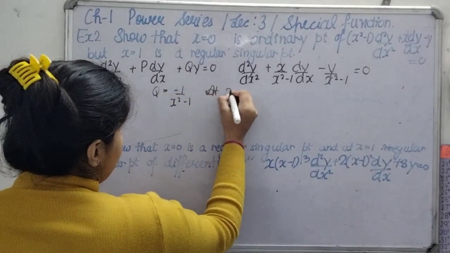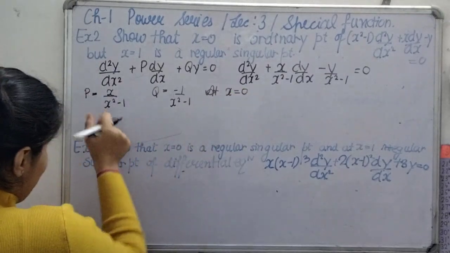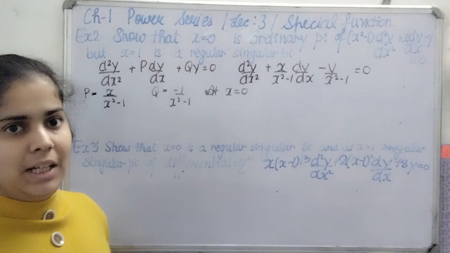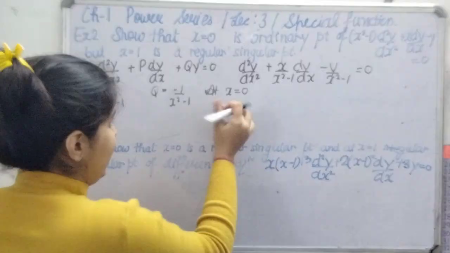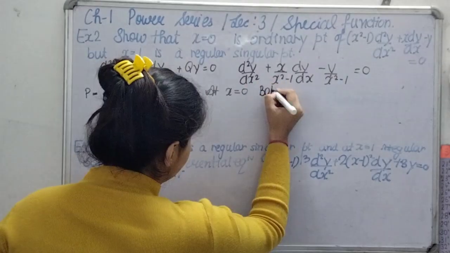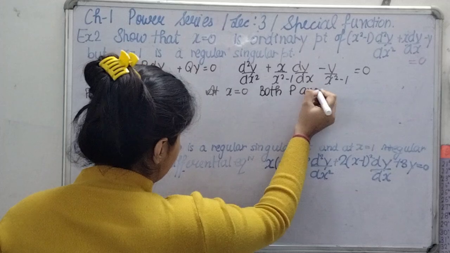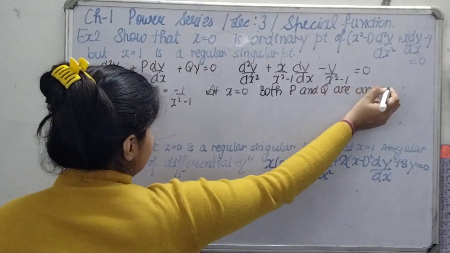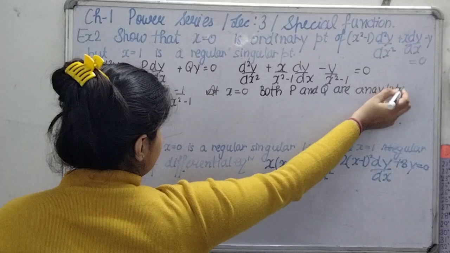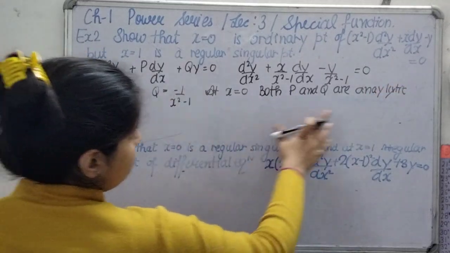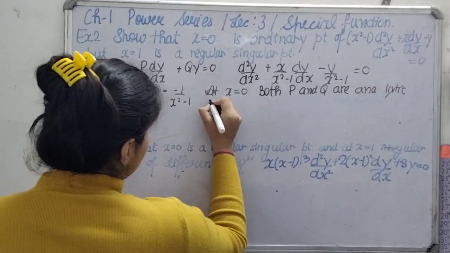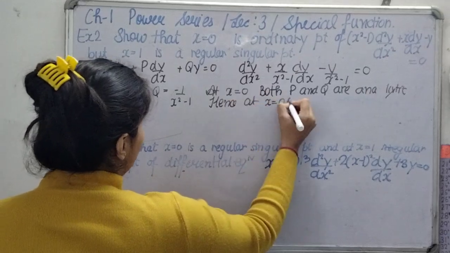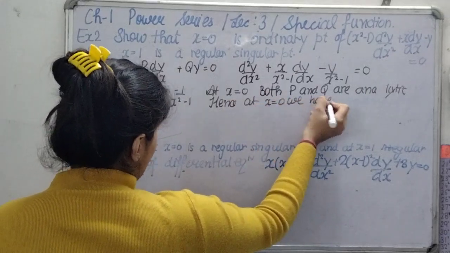Now at x is equal to 0, we see that अगर हम यहाँ पे 0 पुट करें, so p and q both are defined, means undefined नहीं बन रहे, infinity नहीं बन रहे. So at x is equal to 0, both p and q are defined की जगह हम लिखेंगे are analytic. Hence at x is equal to 0, we have ordinary point.